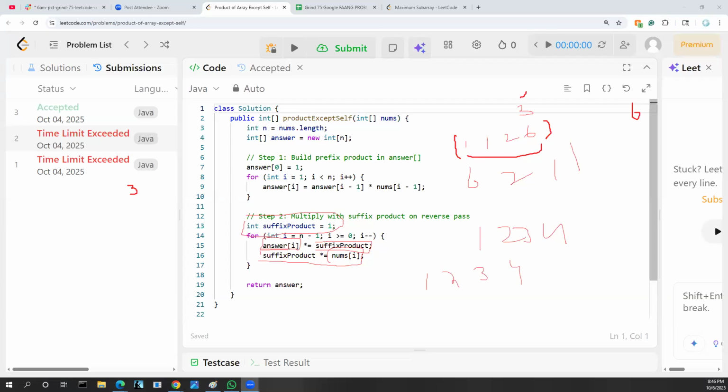Suffix product is equal to 6, and 6 into nums of I. Where we have nums of I, we are currently here, and nums of I is 4. Right? At this stage, we are computing suffix product is equal to the suffix product we have currently, which is 6, and 6 into 4, which will be 24. Correct. Yes. Okay. And now suffix product will be 24.